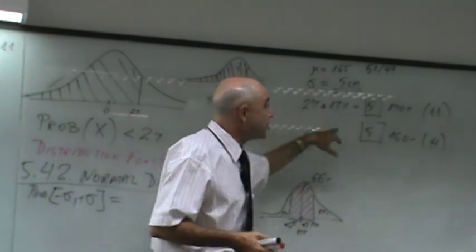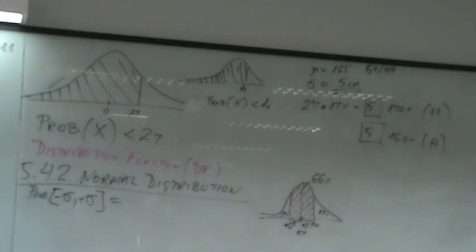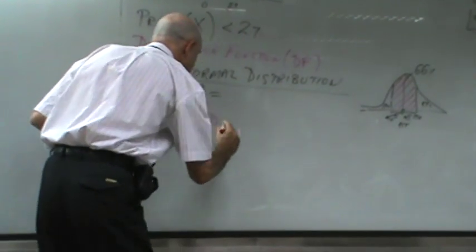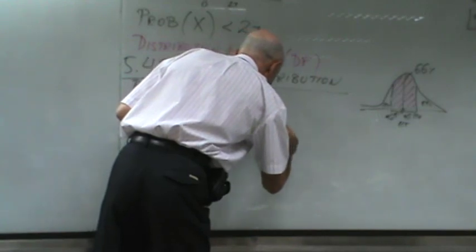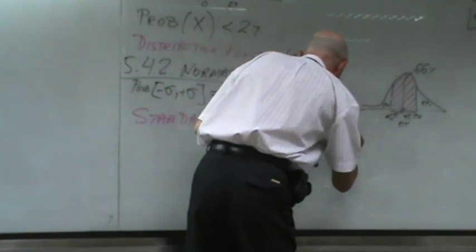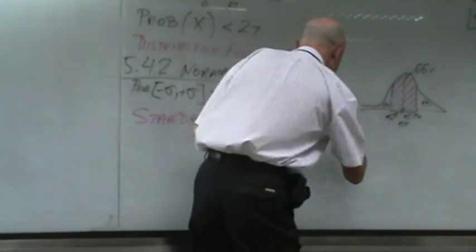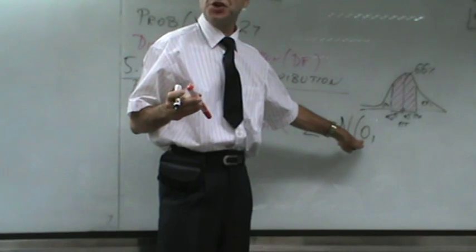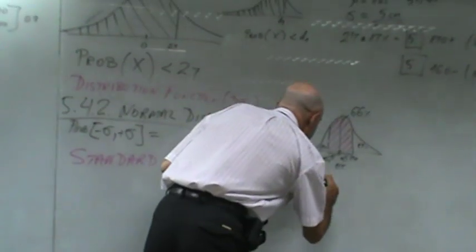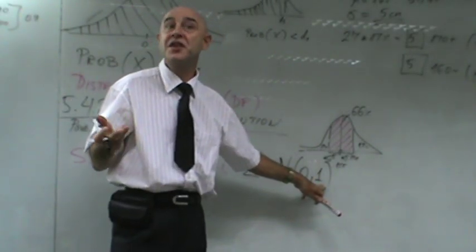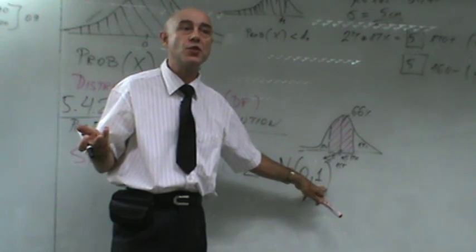Well, what can we do first to normalize things? So we say that the distribution is a standard normal distribution, Z, which is normally distributed with a mean of 0 and, well, we'll just say variance of 1. And if the variance is 1, the standard deviation will also be 1. So it's 0, 1.